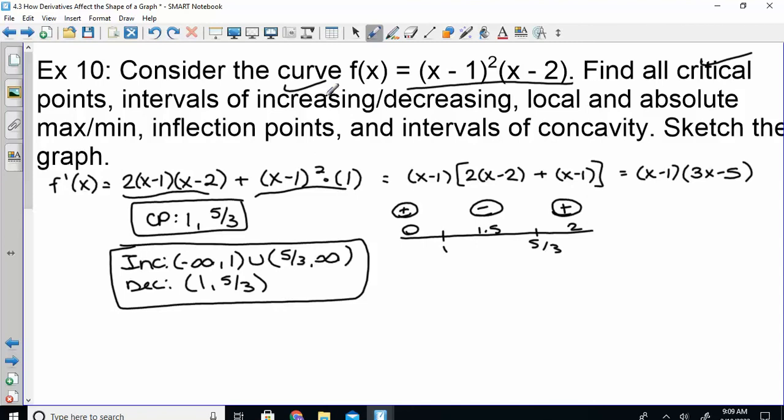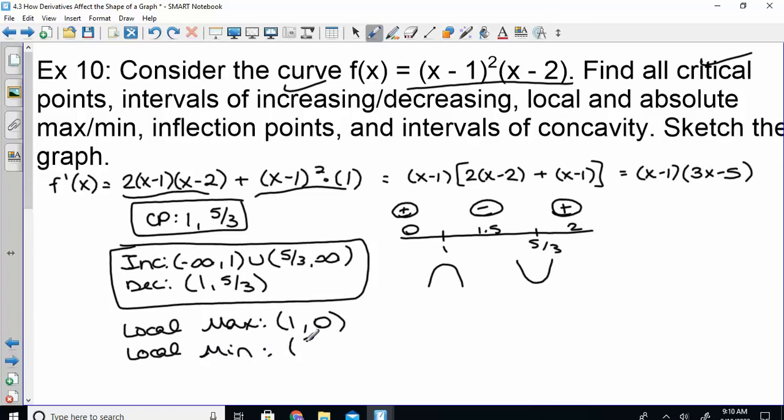I said local and absolute max and min, but since I didn't give you stopping points, do we have any absolute maxes here? No, so we just need the local max, which we can get right now. At 1, our graph was increasing and switched to decreasing, so that is max or min? Get the ordered pair, you plug that into the original. So if I put a 1 into the original, we get out 0. At 5/3, we were decreasing and switched to increasing, so that is a min.